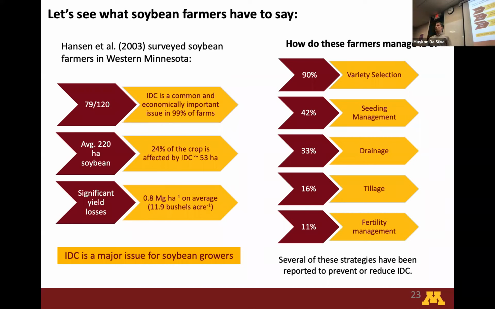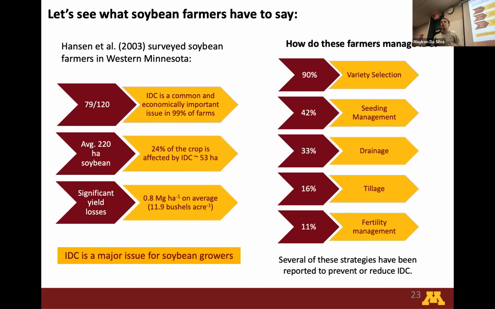Hansen and collaborators, 2003, surveyed soybean farmers in Western Minnesota, and these farmers indicated that IDC is a common and economically important issue in 99% of the farms that responded to their survey. These farmers also indicated that 24% of their crop is affected by IDC, and that on average, yield reductions of about 12 bushels per acre are associated with IDC. So again, IDC is a major issue for soybean growers in Minnesota.